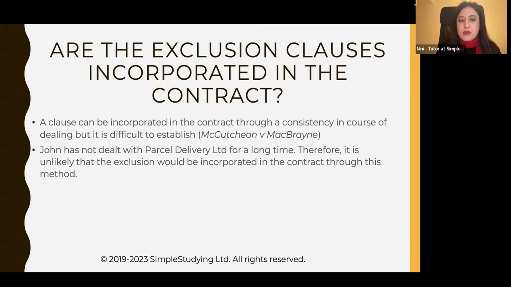John has not dealt with Parcel Delivery Ltd for a long time, therefore it is unlikely that the exclusion would be incorporated in the contract through this method. So after you have said what the relevant law is, you have to apply it to the facts of the case and advise John: how is this law going to affect John's situation? What would be the outcome?